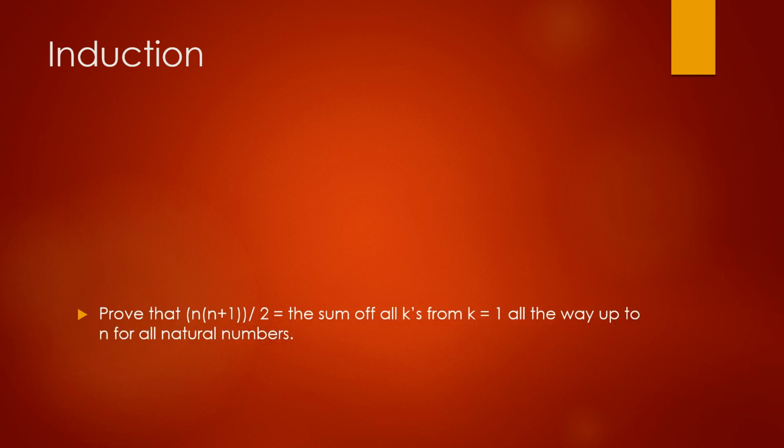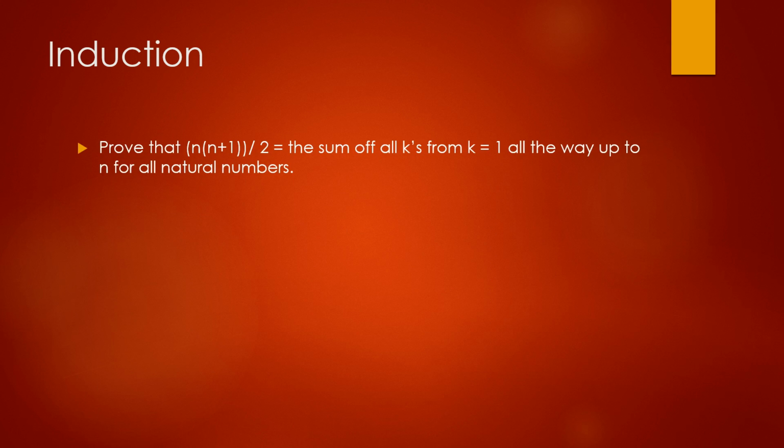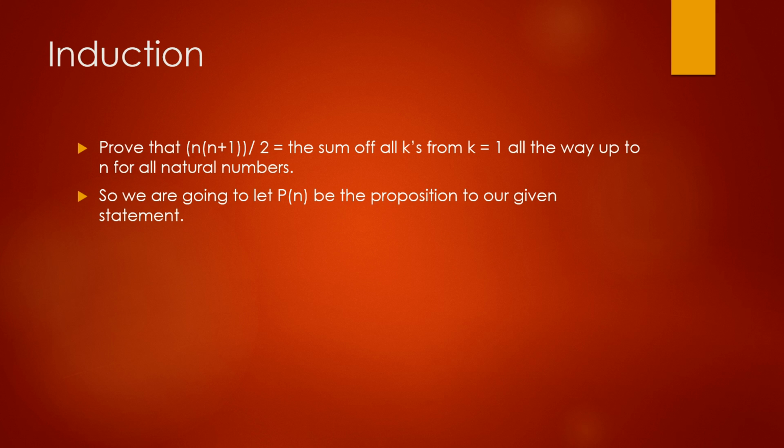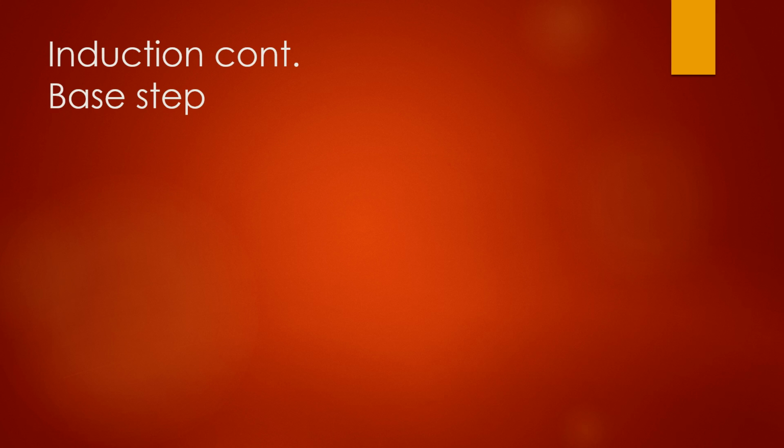So the next proof I'll be doing is a proof by mathematical induction. I was asked to prove that n times n plus 1 all over 2 equals the sum of all k's from k equals 1 all the way up to n for all natural numbers. So we're going to let p of n be the proposition to our given statement. The first step that we do in any induction proof is the base step. So in our base step, we want to show that p of 1 is true.